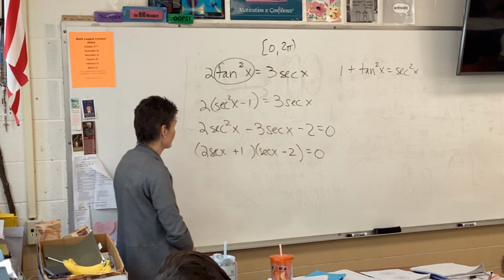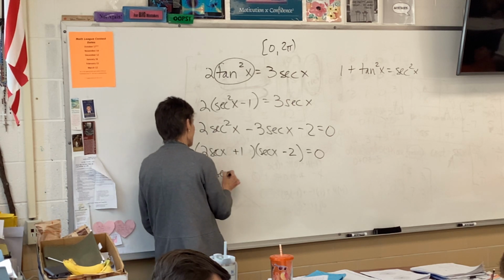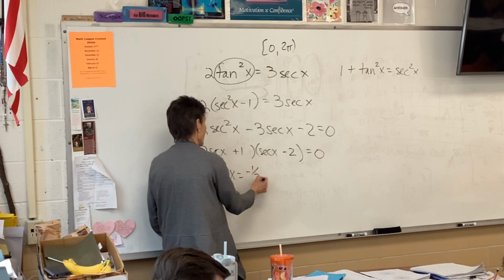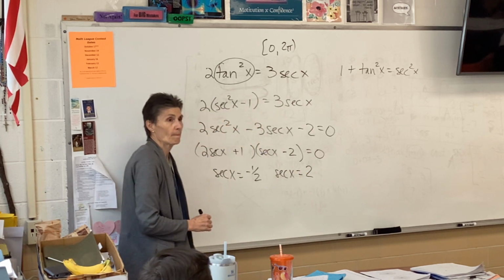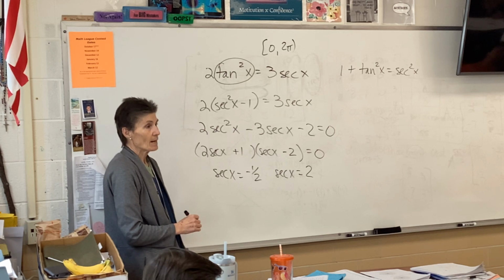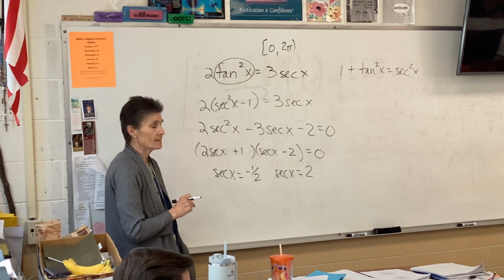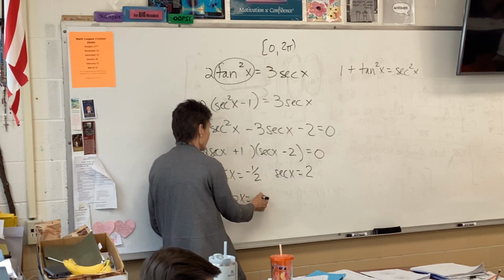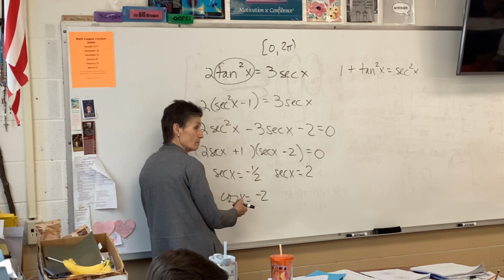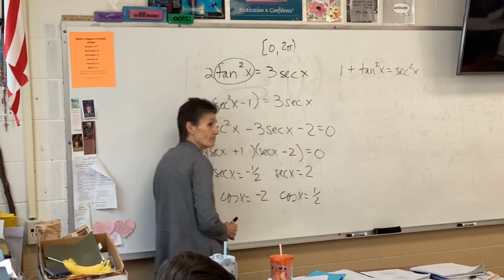Double check my factoring. I think that's right. So what does that mean? That means secant equals negative 1/2, or secant equals 2, is that right? Now you do this however you want. Personally, I don't deal well with secants, so I'm gonna think of this as cosine is negative 2, and cosine is 1/2.